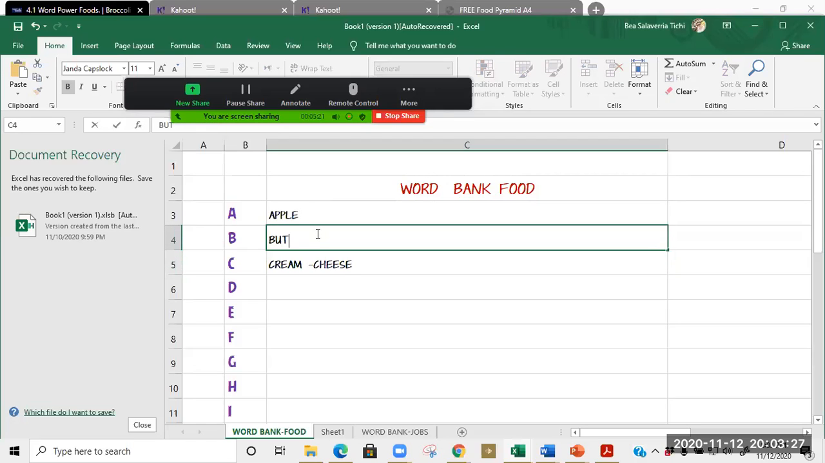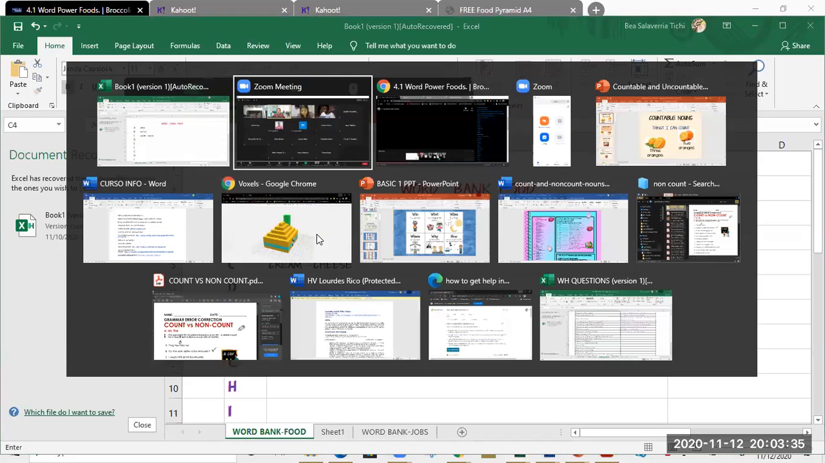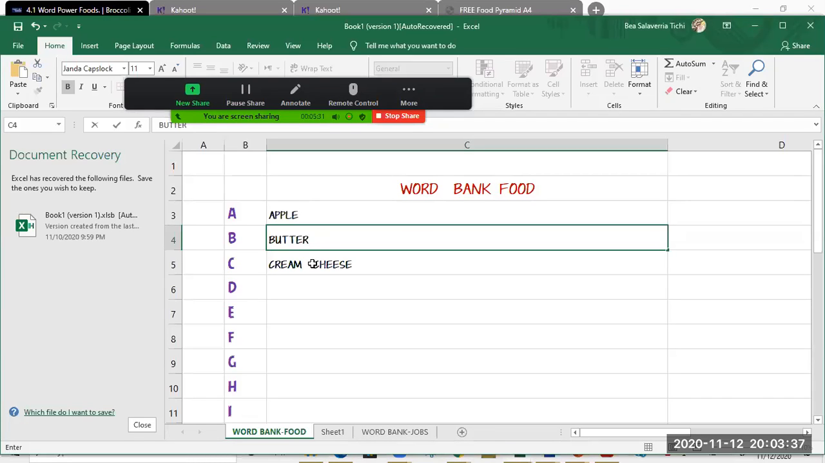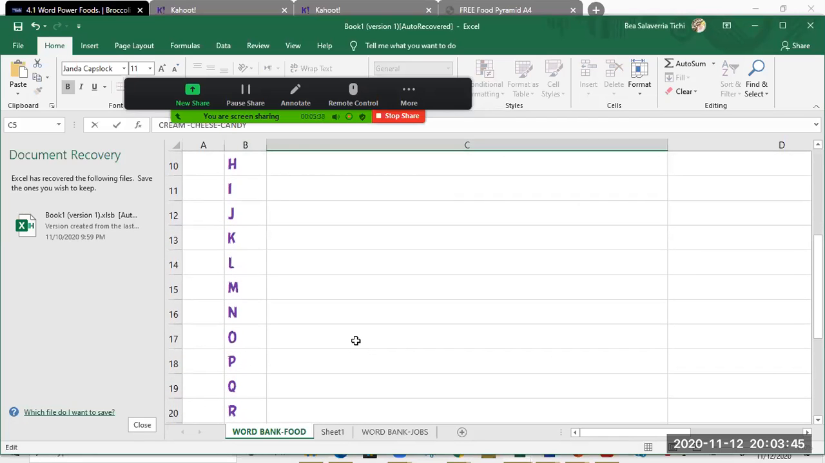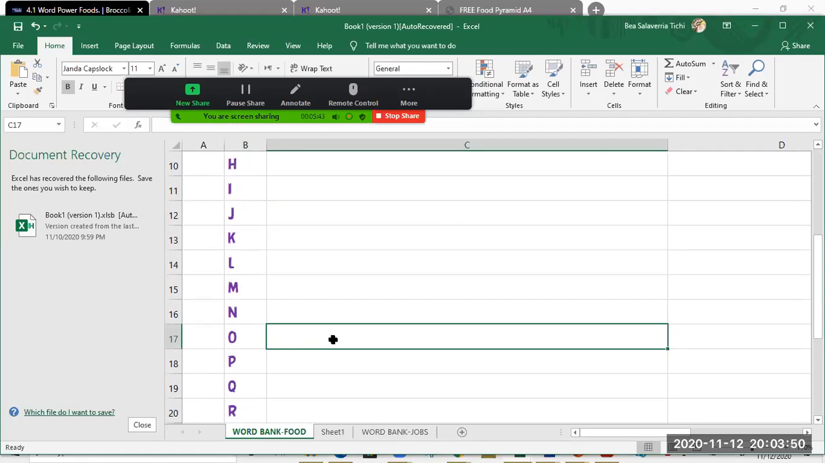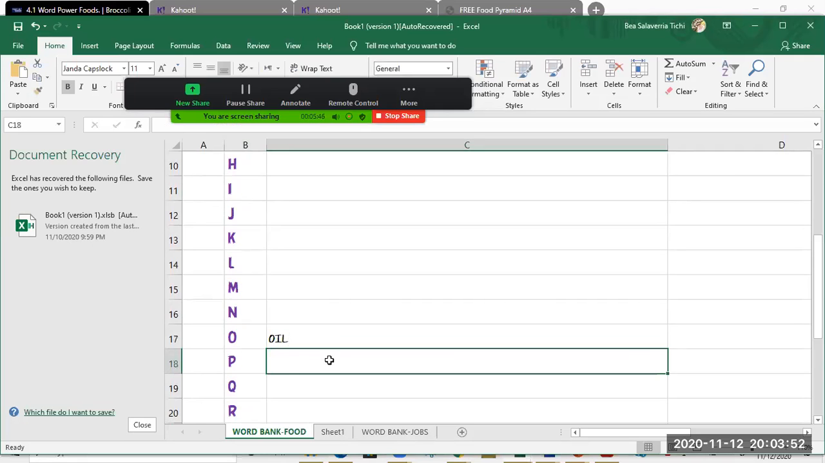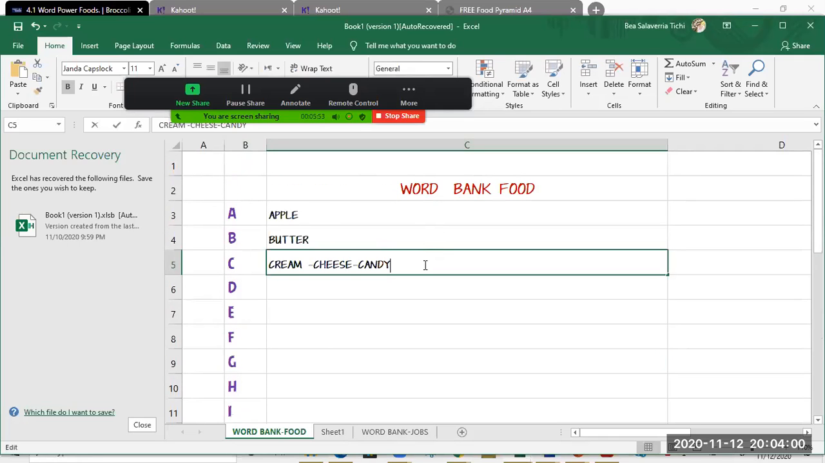Butter. Butter, la U se vuelve O. Ajá, the U becomes O, butter. Very good. What else? Candy. Mm-hmm, very good. Candy and? Oil. Very good. Another one? Potato chips. Potato or just potato. Chips. Also here, potato chips. Okay, potato chips. What else?